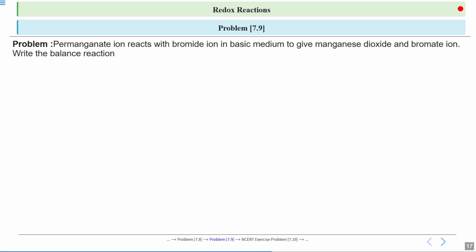Now moving ahead to the next question, that is problem 7.5. In this, permanganate ion reacts with bromide ion in basic medium to give manganese dioxide and bromate ion. You have to write its balanced reaction with the help of the oxidation number method. So now you have some time to solve this question, and after that I shall provide you the correct answer to this question.